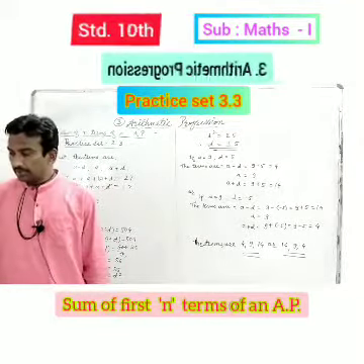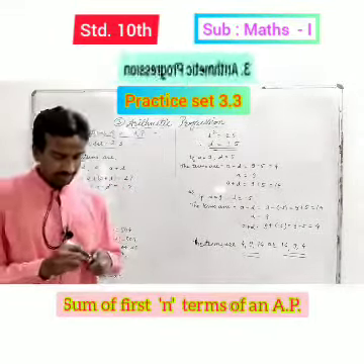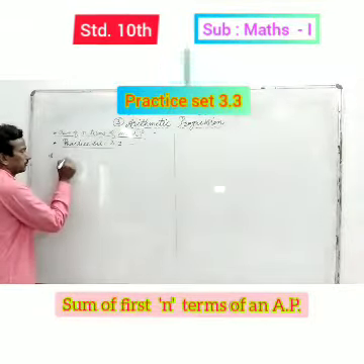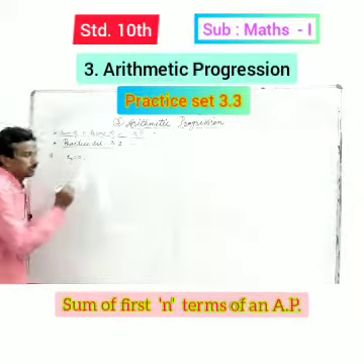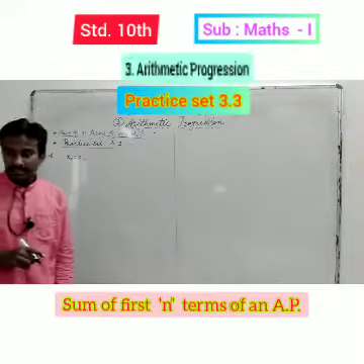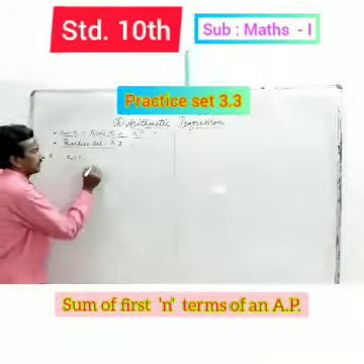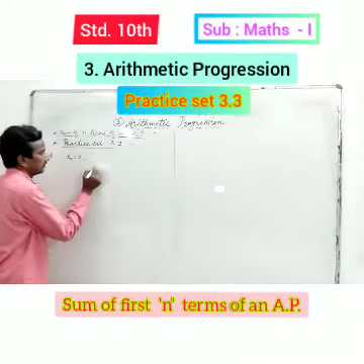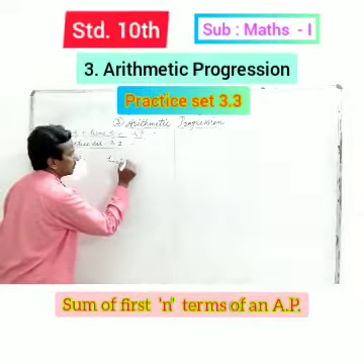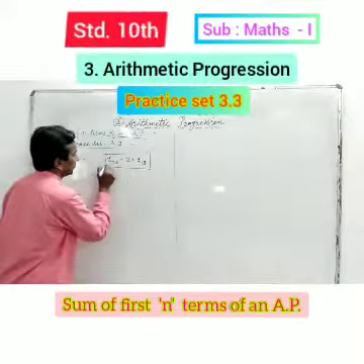If the 9th term of an AP is 0, then show that the 29th term is twice the 19th term. The 9th term of the AP is 0, so T9 is equal to 0. Then show that the 29th term is equal to twice the 19th term. We have to show this answer.